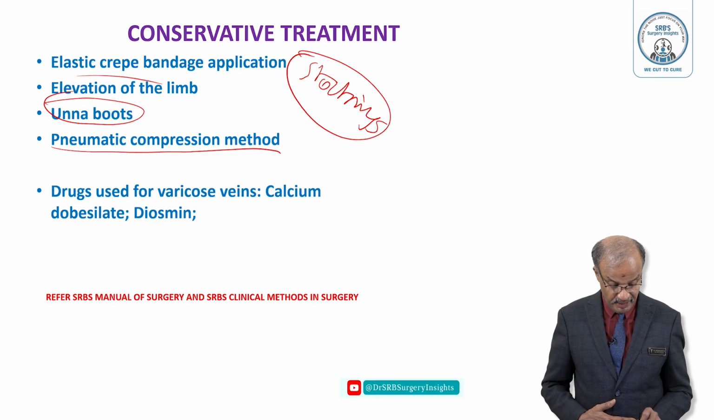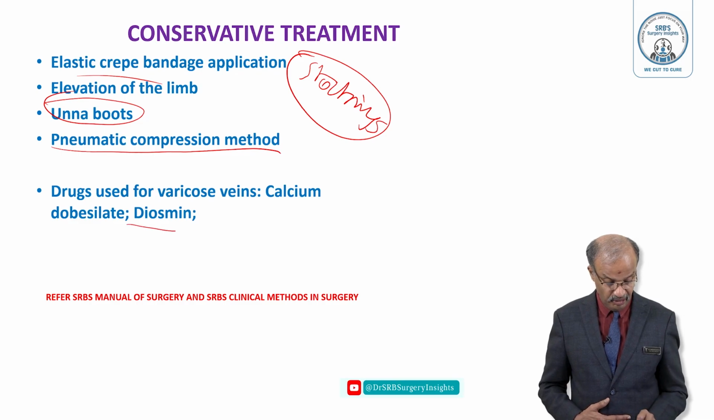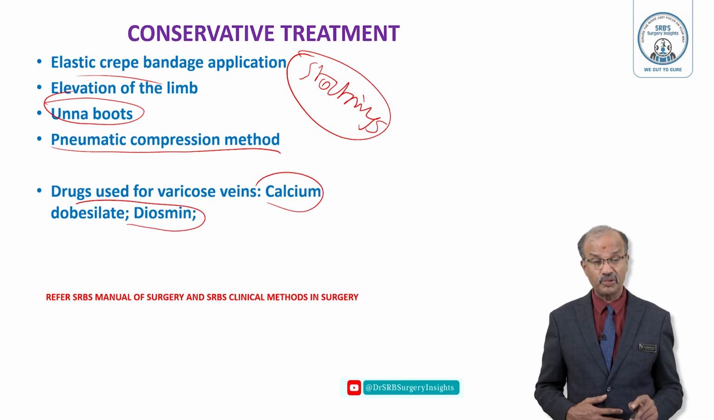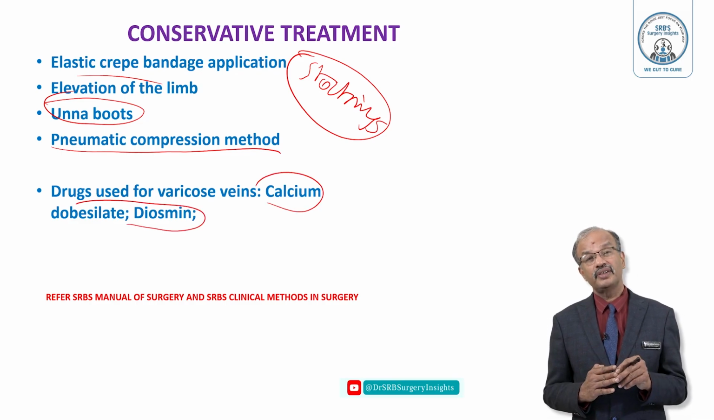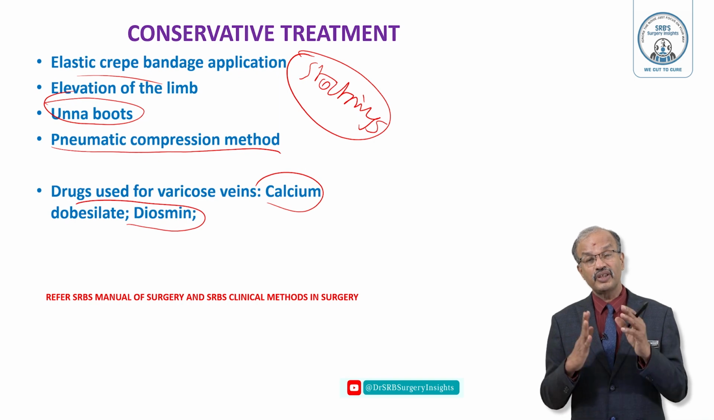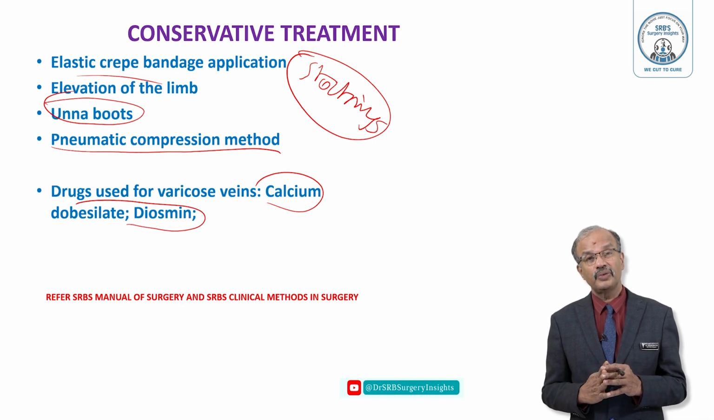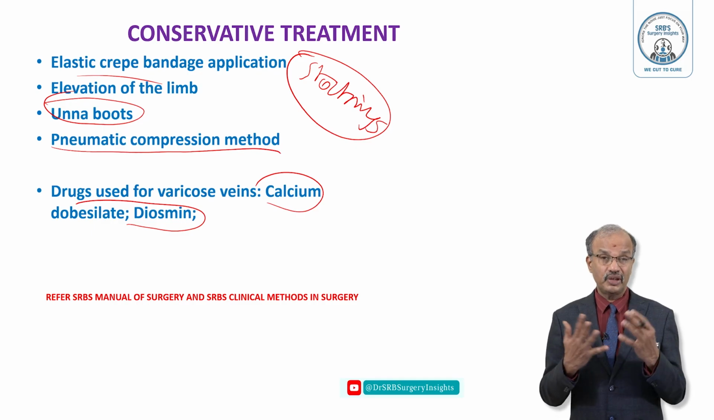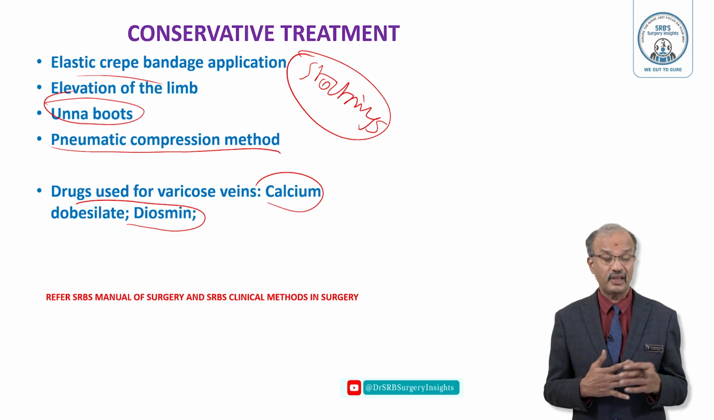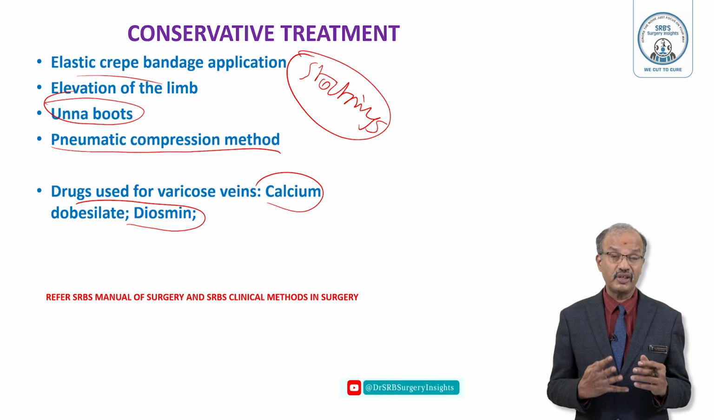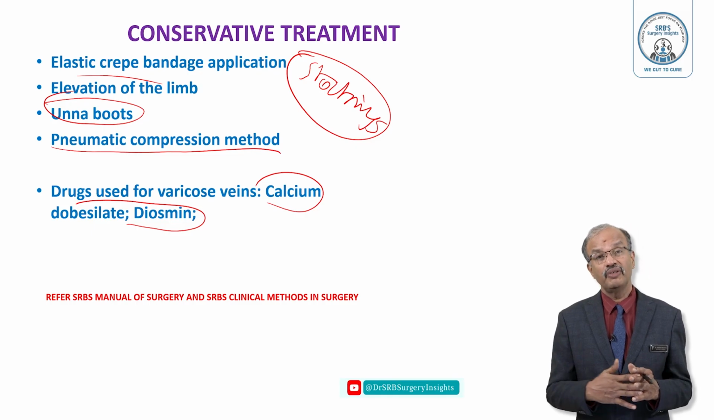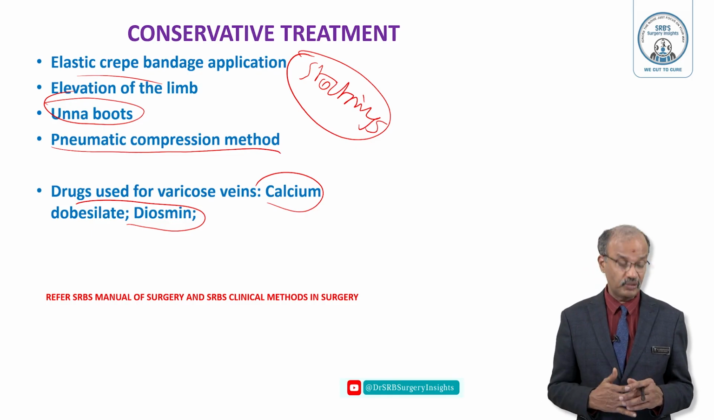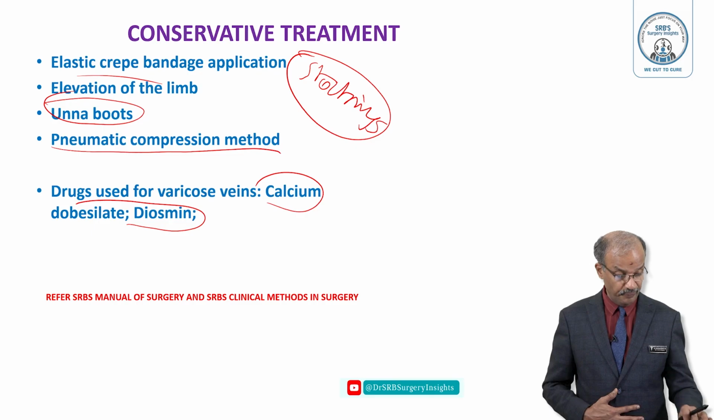Stockings are better. And the drugs commonly used are calcium dobesilate and diosmin, to reduce the venous tone around the ankle, so that once venous tone is reduced, the problems will reduce and perfusion will increase. That is how exactly these drugs help. They reduce the venous tone, which controls the venous hypertension actually. That is why it reduces the problem.